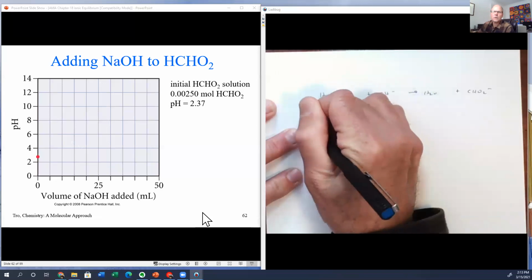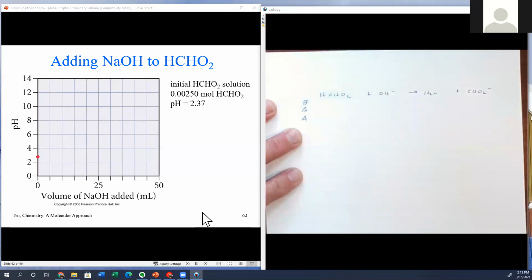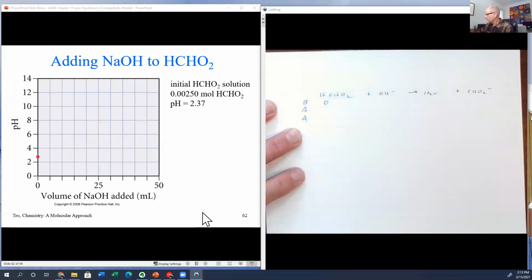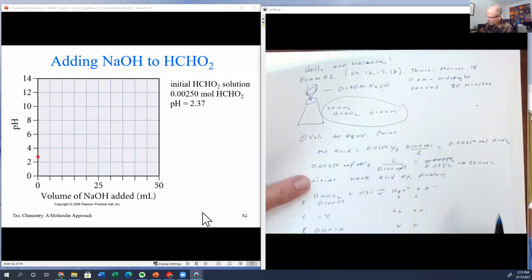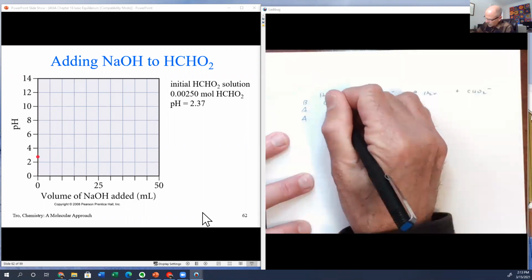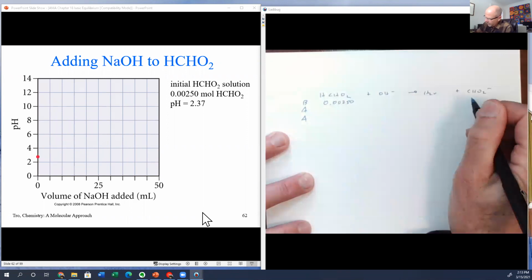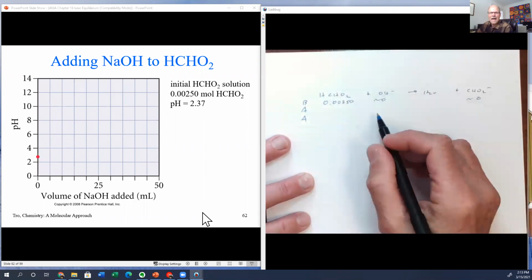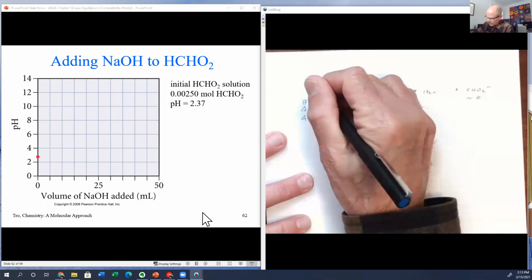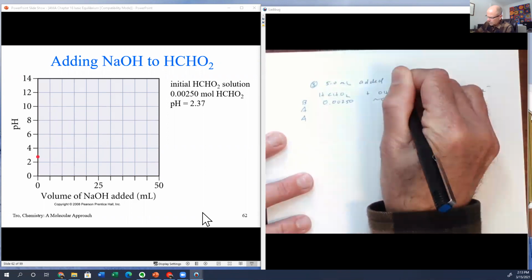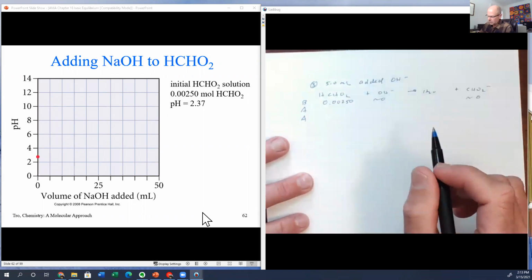And BCA tables, you're always going to work in moles, and we already calculated the moles at the beginning. How many moles of acid did we have before we added anything? 0.00250. And then this is 0 and this is 0, or about 0, it's close to 0. And then we're going to add OH minus. Let's say this is at 5 mL of that solution.